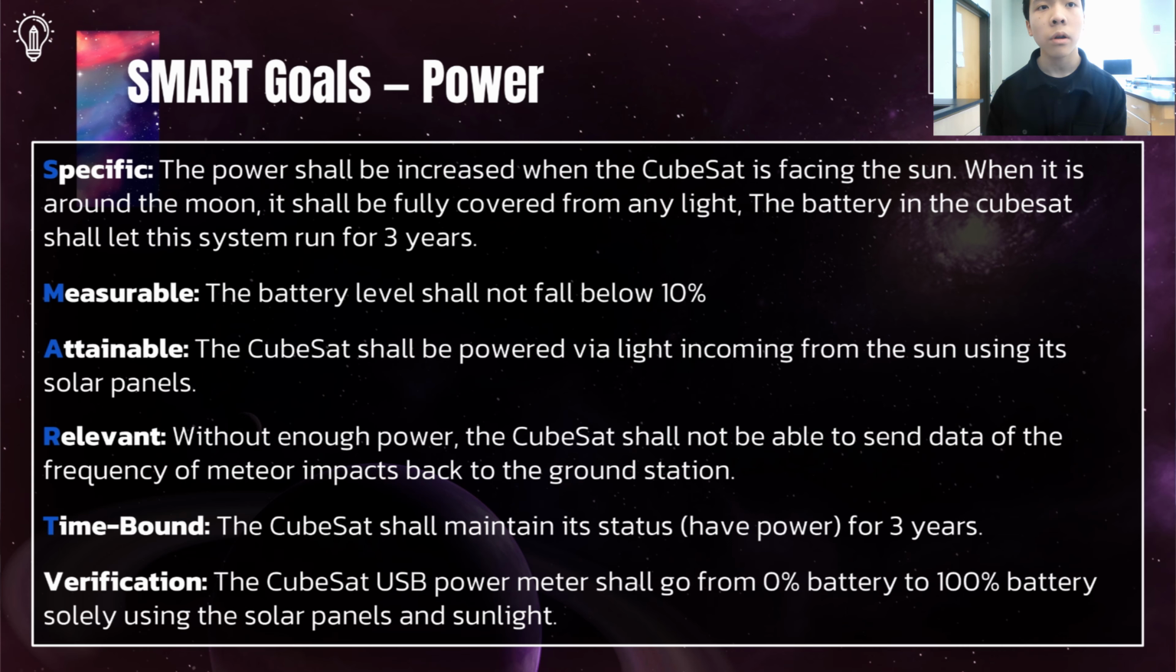Without enough power, or being in the eclipse for too long, it will cause the CubeSat to not be able to send data of the frequency of meteor impacts back into the ground station. The CubeSat shall remain in power for 3 years, and the CubeSat's USB power meter shall go from 0% battery to 100% battery, solely using the solar panels and the sunlight.